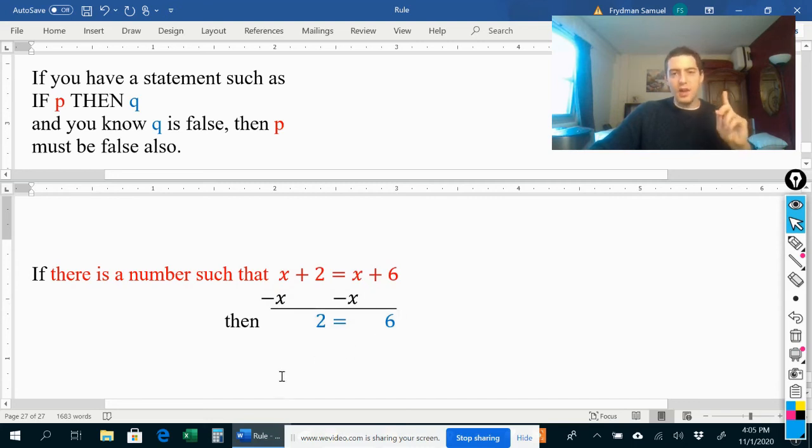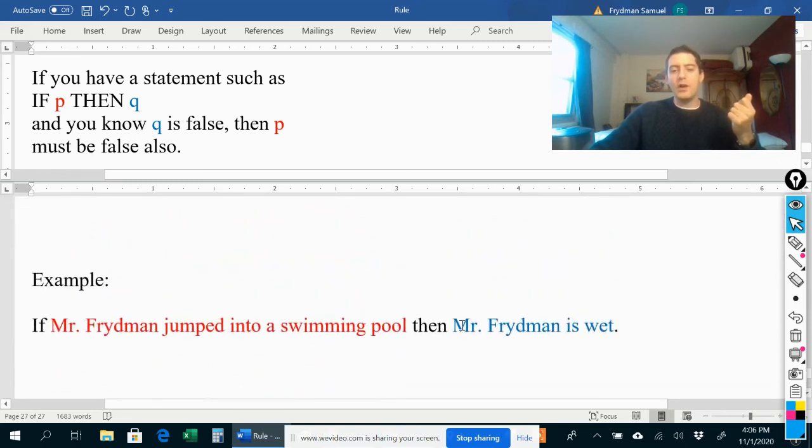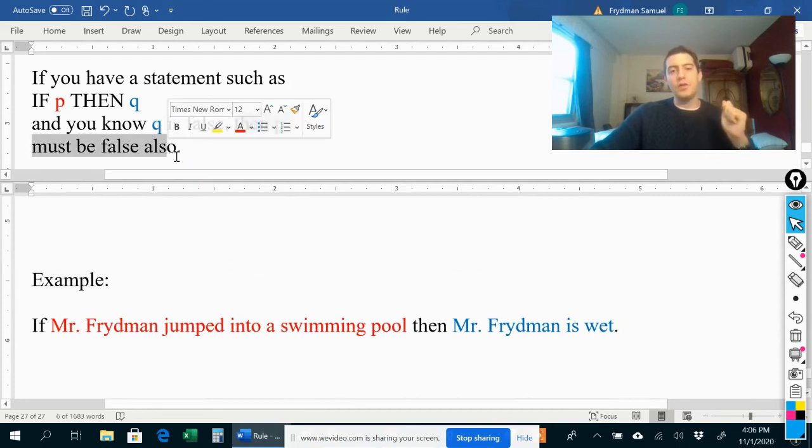So what are we saying here logically? We're saying if there is a number such that that number plus 2 is equal to that number plus 6, then it must also be true that 2 is equal to 6. But wait a minute, 2 is not equal to 6. So we get this situation just like we got back up here, where our consequent is false. And if our consequent is false, then our antecedent must be false also.